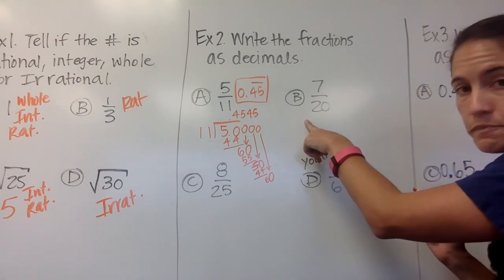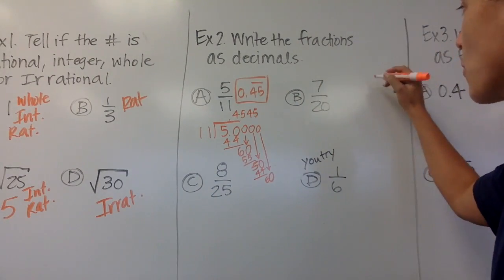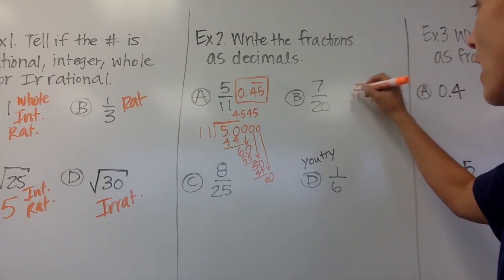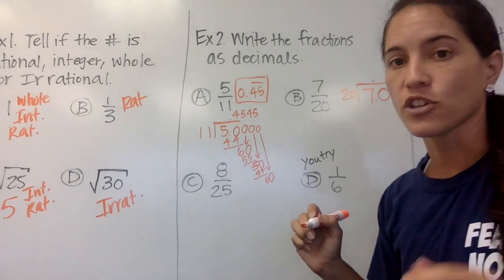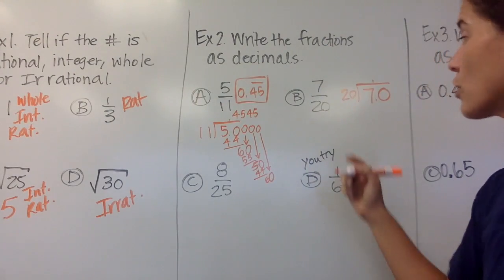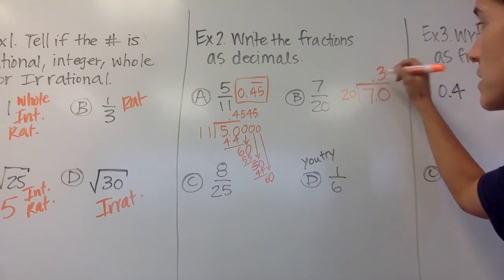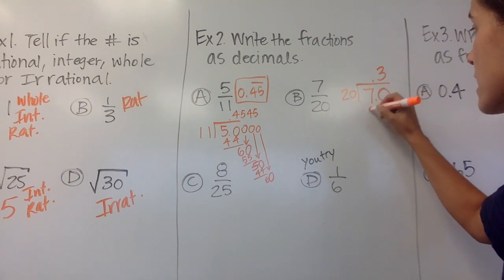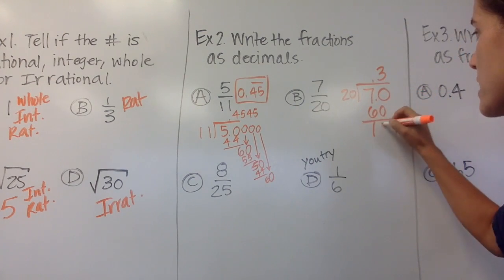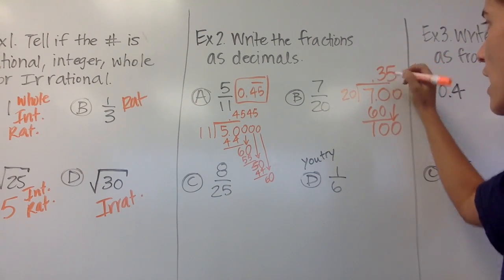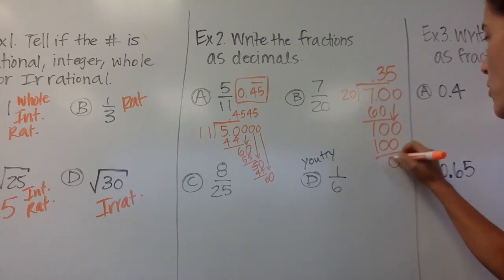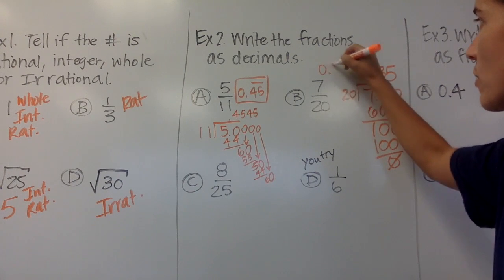Now example B, 7 divided by 20. So 7 divided by 20, you're going to add a decimal and a 0. And you're going to divide. 7 will go into 20 3 times. 3 times 20 is 60. And then we're left with 10. Add a 0. 20 will go into 100 5 times. And then we're done. So 0.35, 0.35.